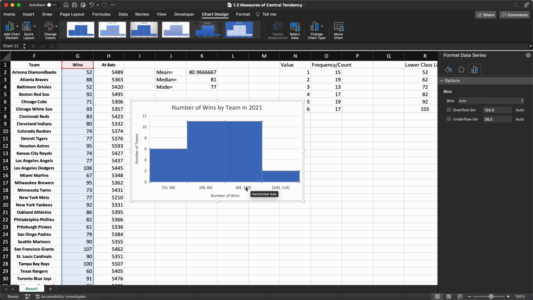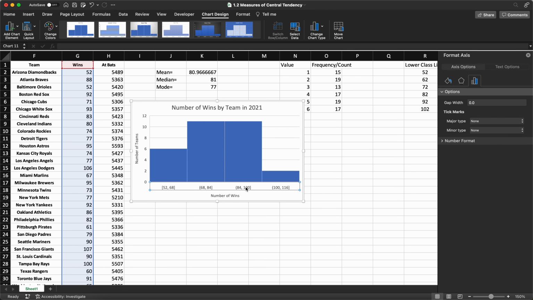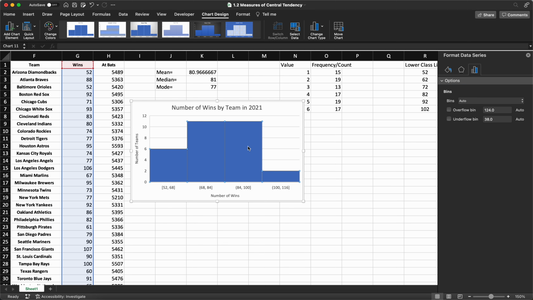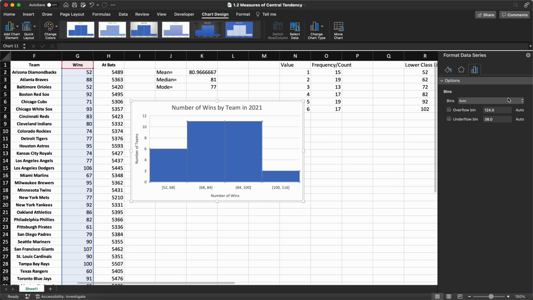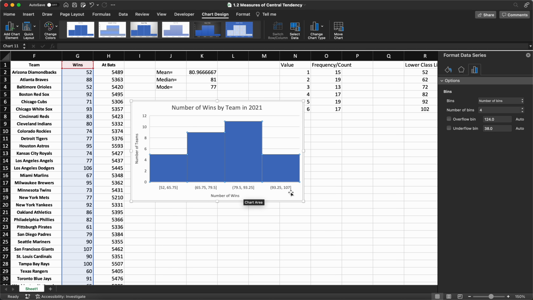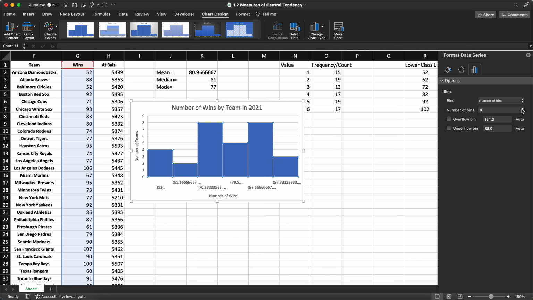you have to click on the horizontal axis numbers instead, which for me changes to something that I don't want. For a Mac, I have to click on the bar. For Windows, I have to click on the horizontal axis, and that'll give me access to change the bins. When I change the number of bins, now it goes from the min to the max and divides that equally into 4 parts, or 5 parts, or 6 parts.